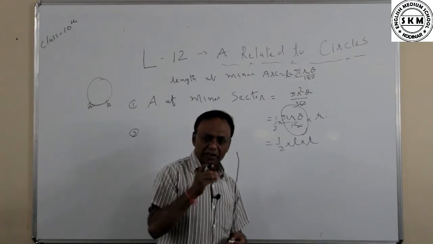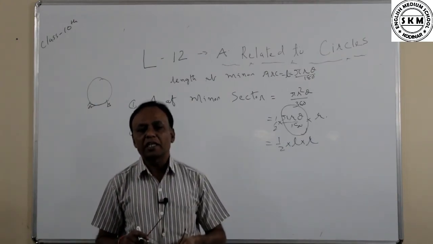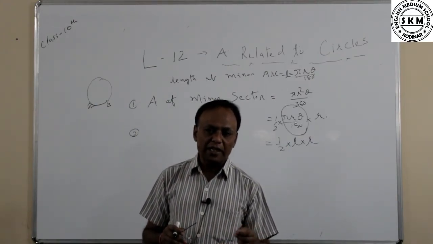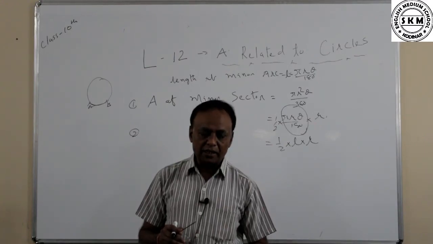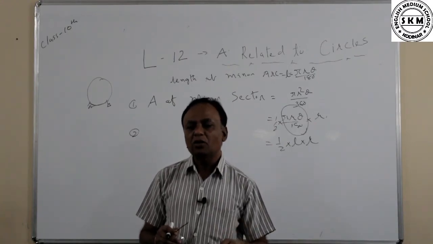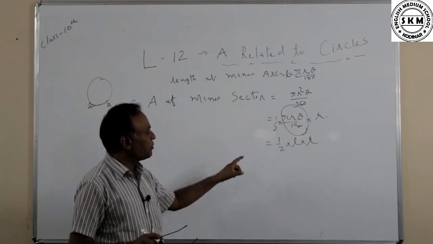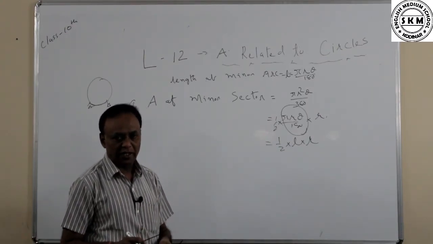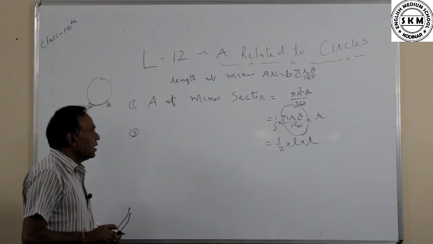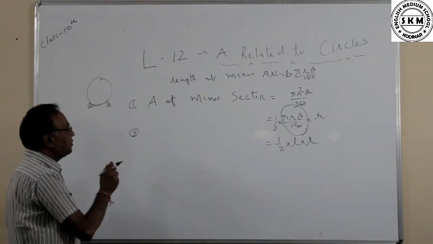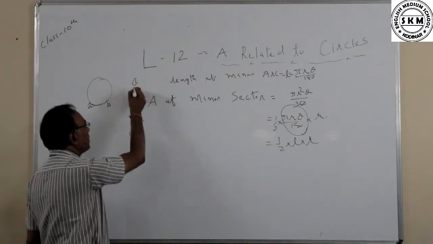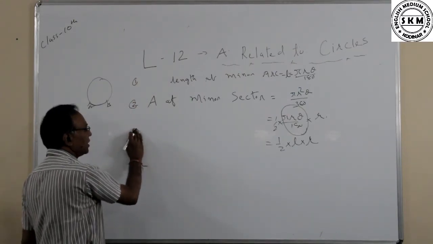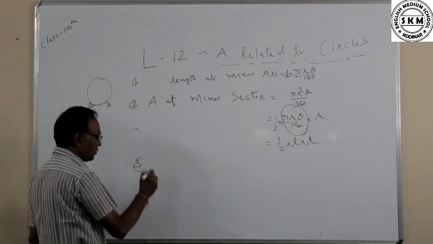Now in some examples, when you have to find the area of the minor sector and the length of the minor arc is given, we apply the second formula, half into L into R, half into L into R. Now it is first, second and third formulas.